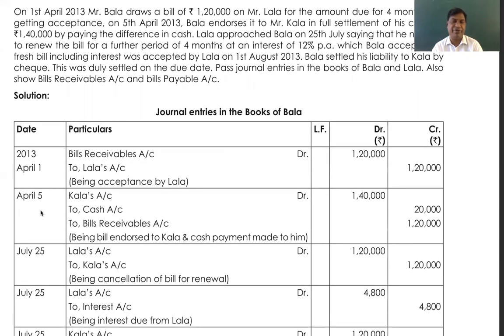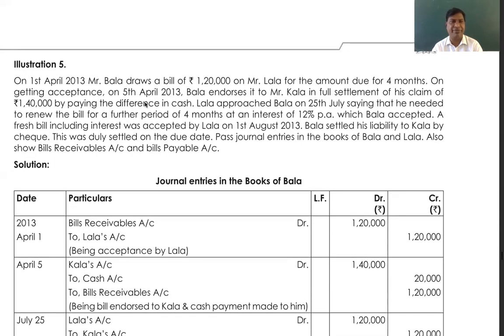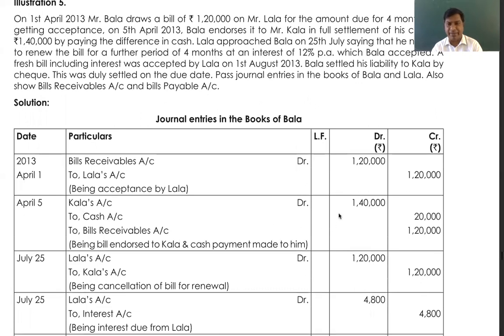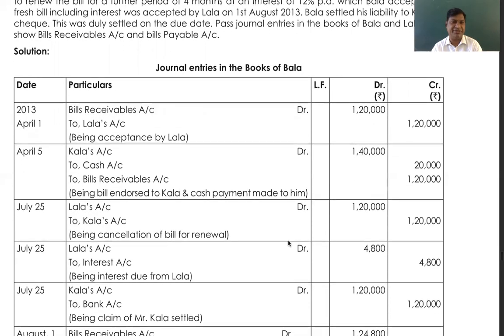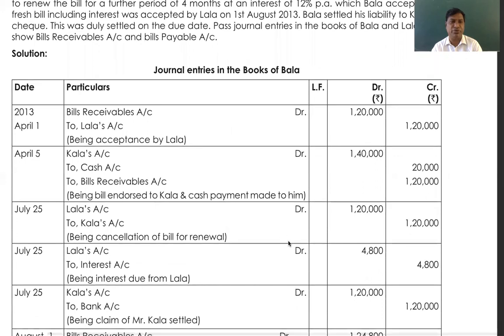Okay, on 5th April 2013, Bala endorses it to Kala. So therefore, Kala's account debit 1,40,000. This is the amount due to Kala by Bala. So Kala's account 1,40,000 debit, to bill receivable 1,20,000, and to cash 20,000. He paid cash, and for the remaining 1,20,000 he gave the bill. Being bill endorsed to Kala and cash paid for the remaining amount. That's the narration. Then what happened again on 25th July?